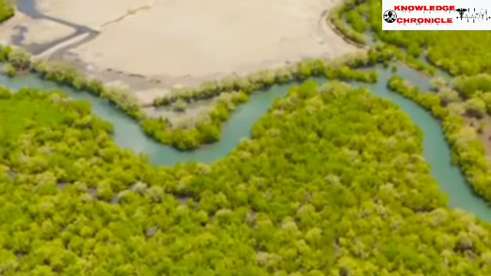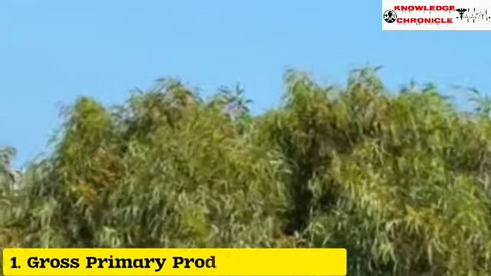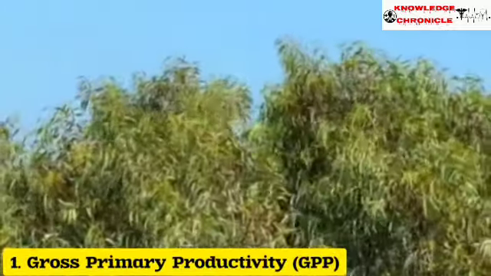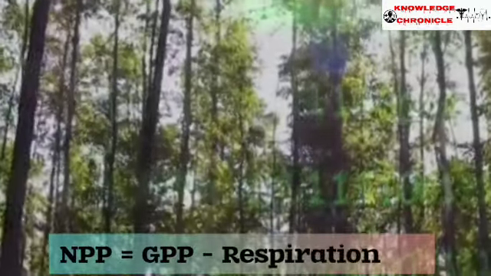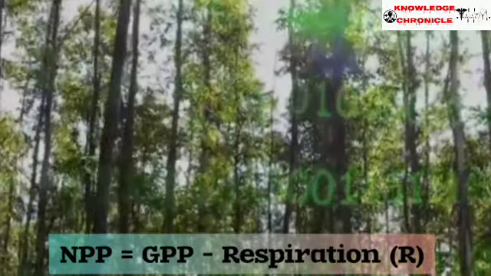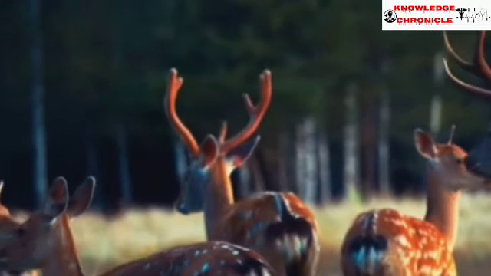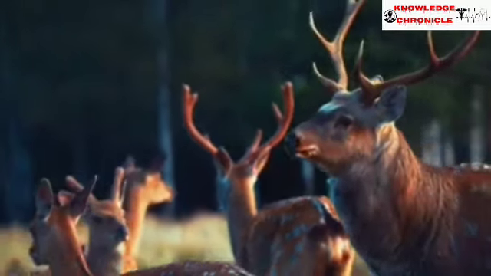So, there are actually two types here. First is gross primary productivity, or GPP, which is basically the total biomass produced by autotrophs through photosynthesis. Then, we've got net primary productivity, or NPP. This is what's left after plants use some energy for respiration. The formula goes like this: NPP equals GPP minus respiration, or R. Basically, NPP is the energy that's available to herbivores and decomposers.